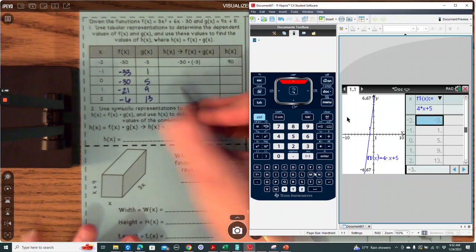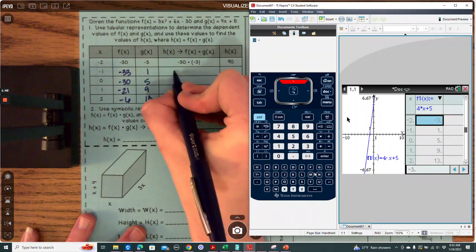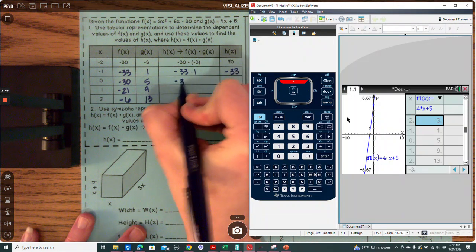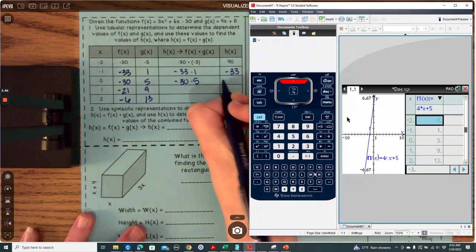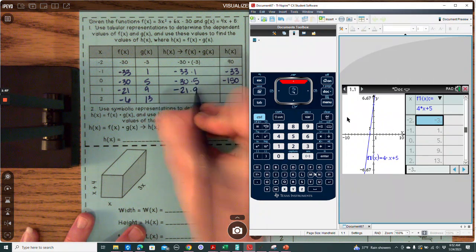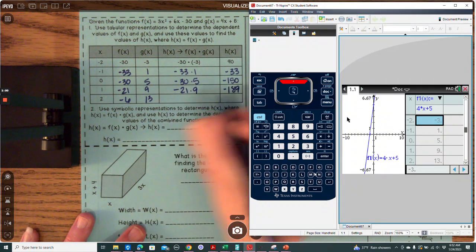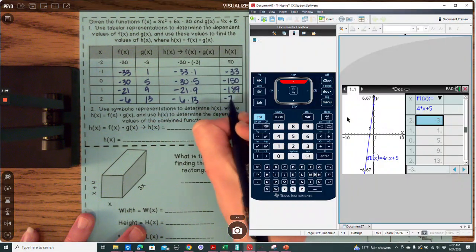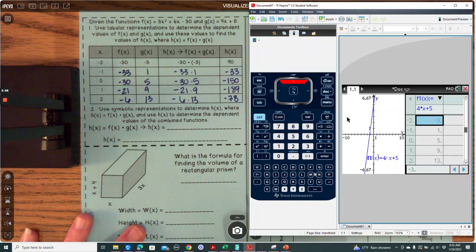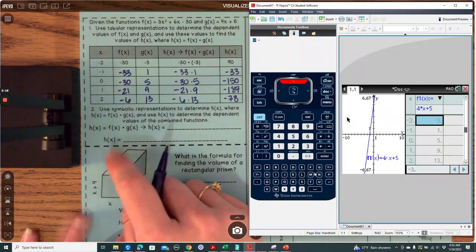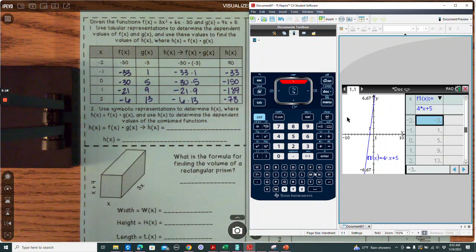And then what we can do is we can multiply these two numbers together. So we can do negative 33 times 1, which gives us negative 33, negative 30 times 5, which gives us negative 150, negative 21 times 9, which gives us negative 189, and then negative 6 times 13, which gives us negative 78. Okay, so we know that h of x should equal these values when x is one of these values.